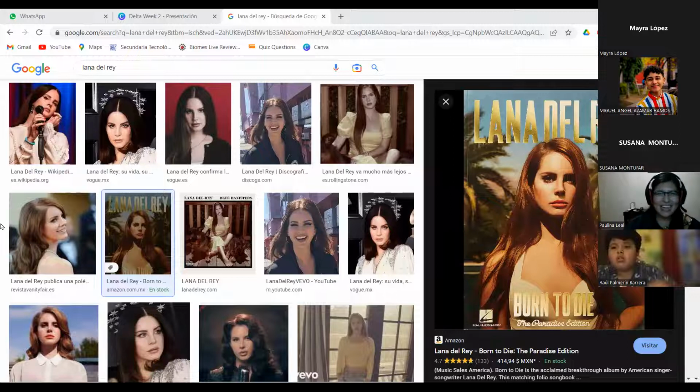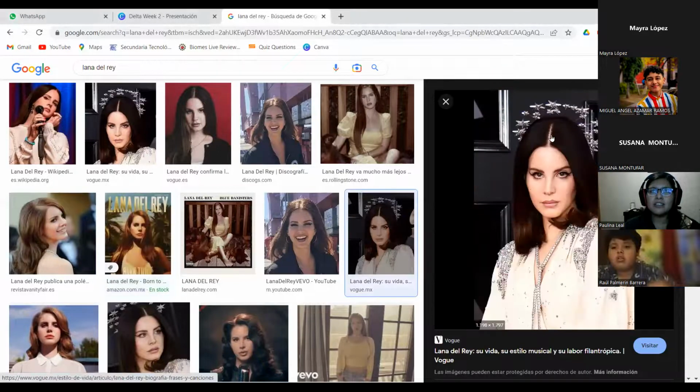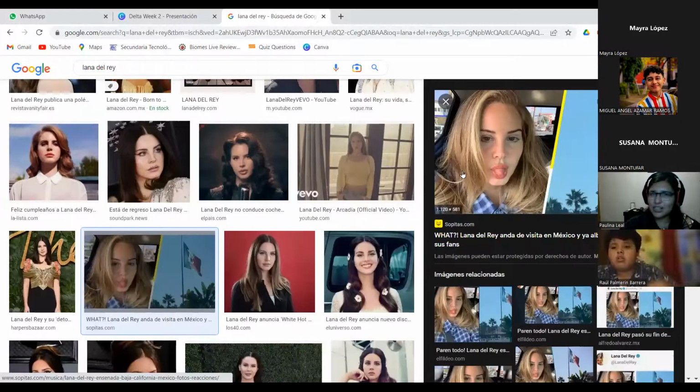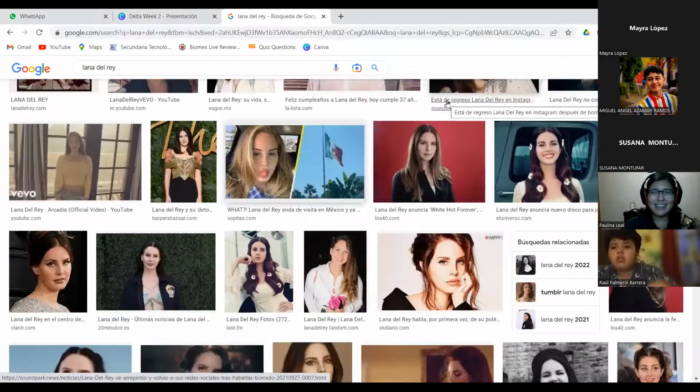Good job. Excellent. So in this case, she has red hair, but she also has a bunch of looks. Sometimes it's red, sometimes it's brown, sometimes it's blonde. So her hair changes a whole bunch. That's why we say she has it in the moment. Wonderful. Thank you so much, Miguel, for participating.